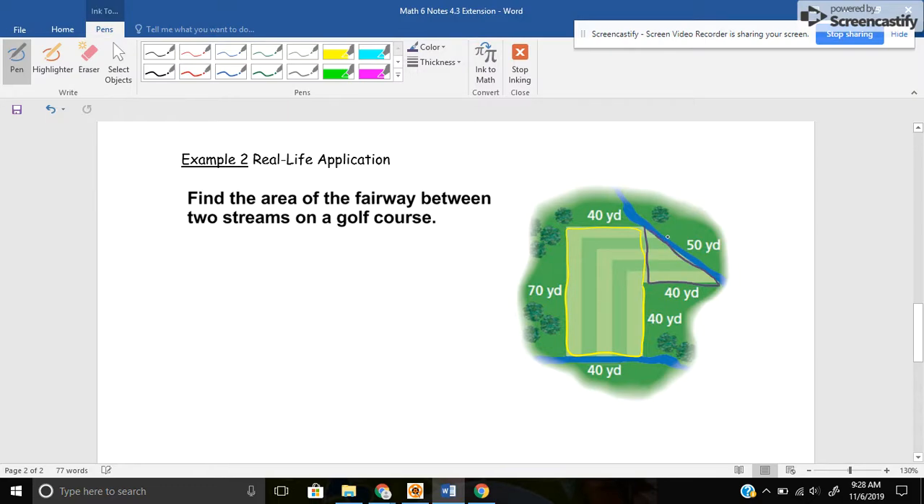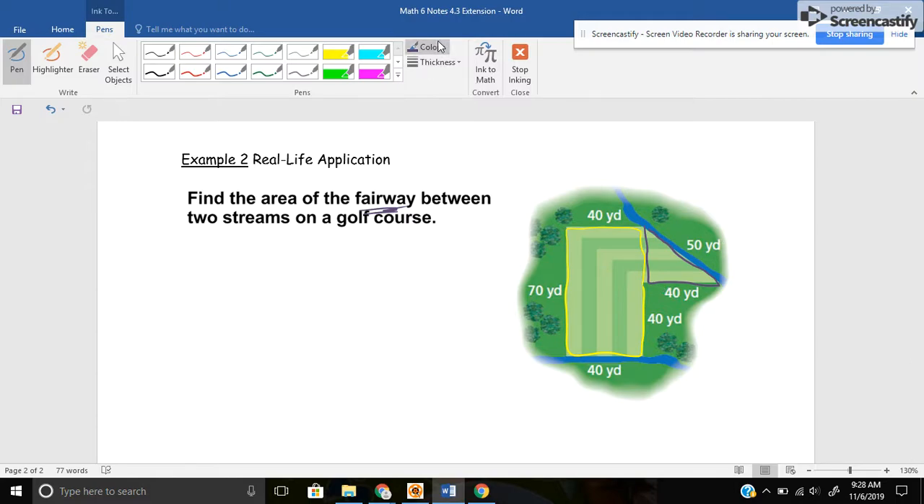So I may have skipped this, but it says it wants the area of the fairway. So the fairway is this nicely mowed area. If you didn't know that, if you're not into golf, outside of the fairway would be the rough. That's where you definitely don't want to be. Okay, so we're finding the area of the fairway, so this nicely mowed area between these two streams. Okay, so I split my shape into two easier ones that I know how to find.